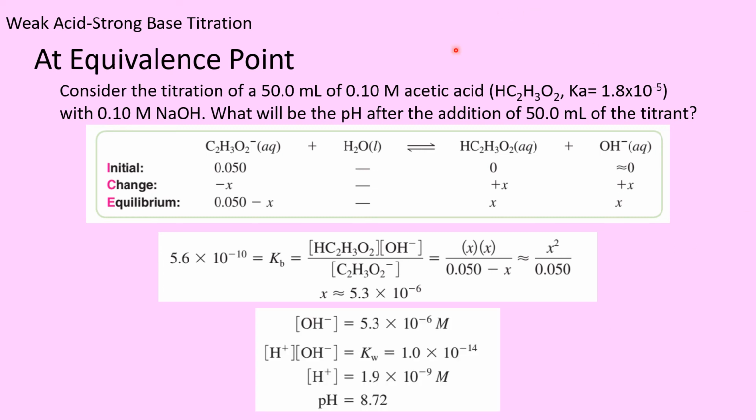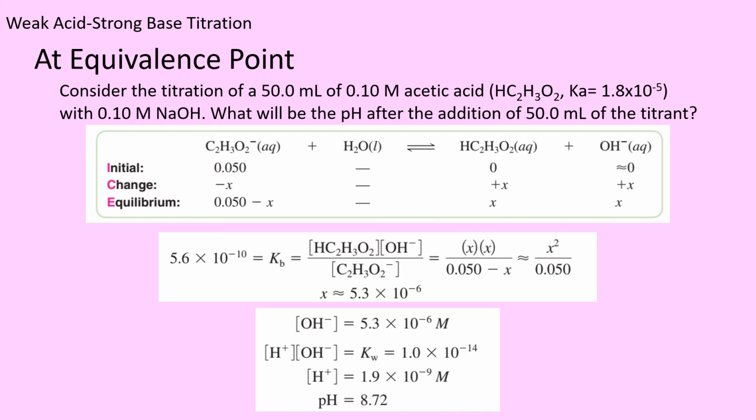Okay, so from there, we can calculate the hydroxide ion concentration, which is 5.3 times 10 raised to negative 6 molars. And then from there, we can get the hydrogen ion concentration from the Kw expression. The hydrogen ion concentration is 1.9 times 10 raised to negative 9 molars. Therefore, the pH at equivalence point is 8.72.